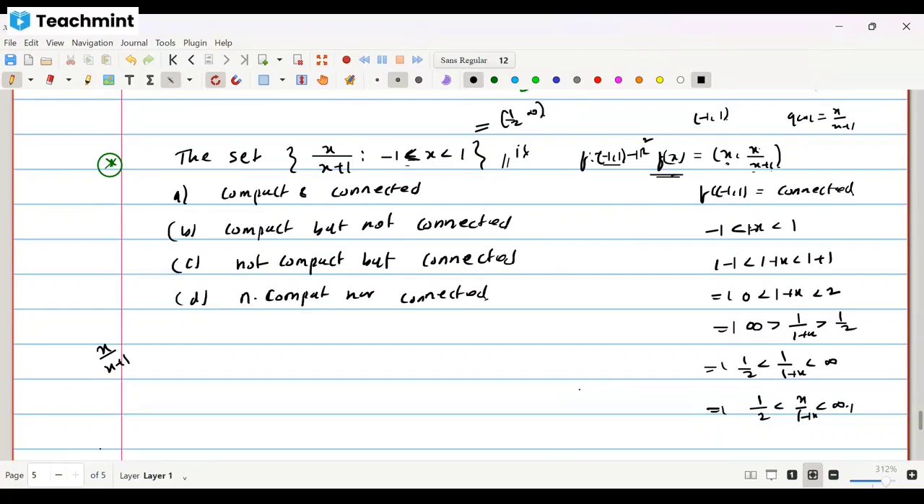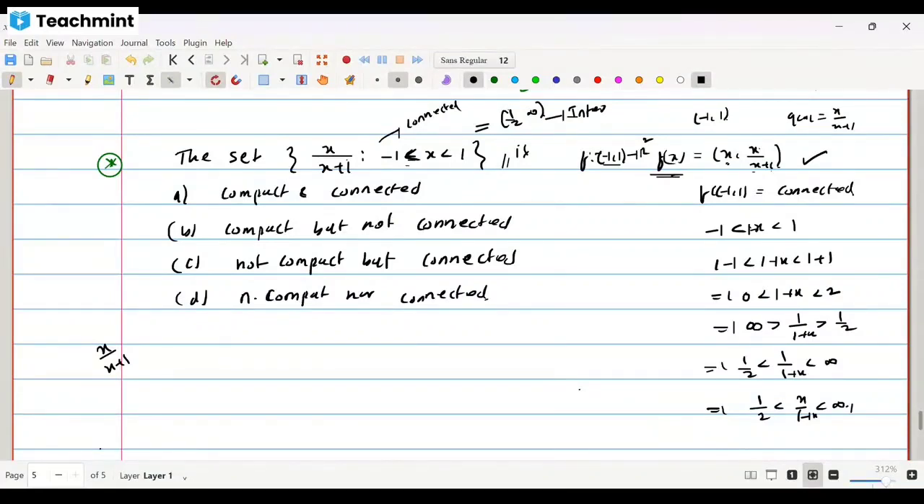Right? The range of this function is 1 by 2 to infinity, which is an interval. So it is connected. You can say it like this, or you can also say it in the form of a function. Is it okay? But it is not compact. Why? It is not closed.